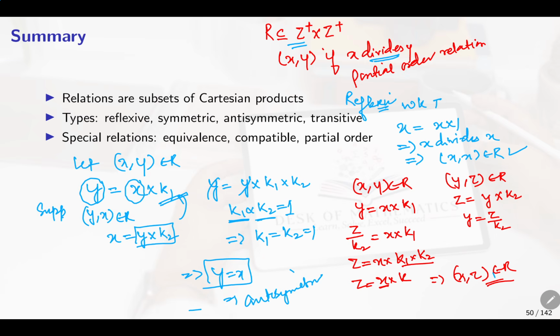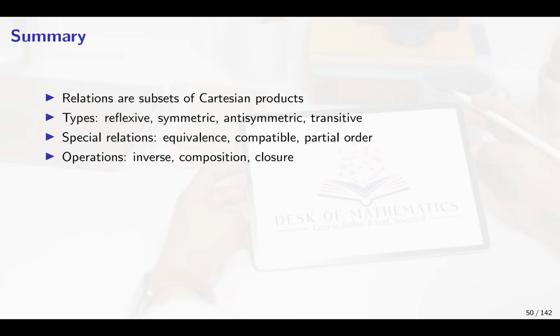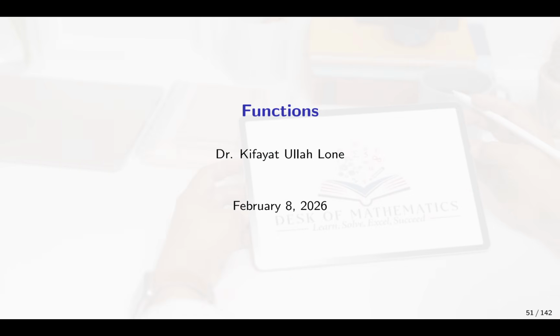So this way you have to show which relation is the partial order relation and which relation is the equivalence relation. Okay, so this was about the relations.